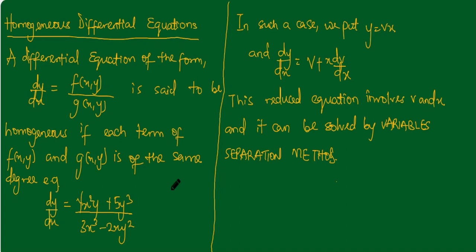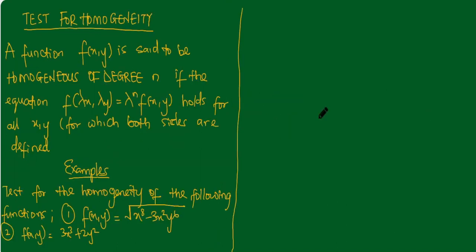We are going to be showing this more in further examples, but before we dive into the working rule for the homogeneous differential equation, let's take a look at the test for homogeneity of a function. To test for the homogeneity of a function, we say a function f of x and y is said to be homogeneous of degree n if f of lambda x and lambda y is equal to lambda raised to the power of n multiplied by f of x and y. If this holds for all x and y for which both sides are defined, the function f of x and y is said to be homogeneous of degree n.